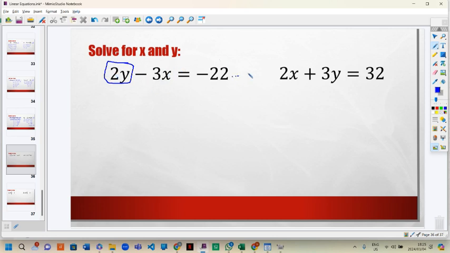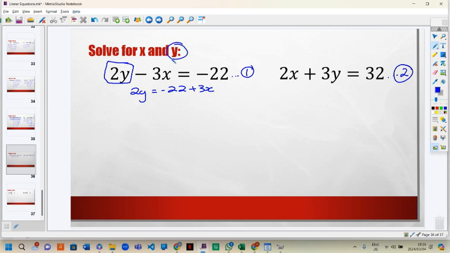So we can call this equation 1. Let's call this equation 2. In this case, I'm going to make the y the subject now. So I'm going to say 2y is equal to negative 22 plus 3x. Take that across. But now I just want y.